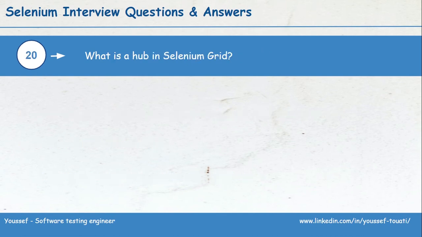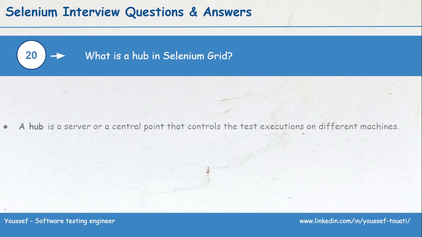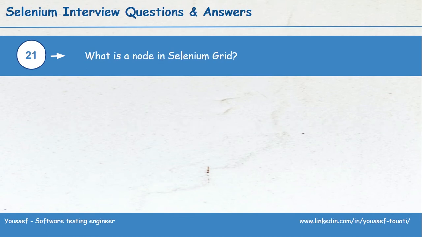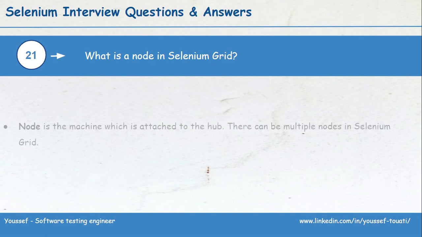Now, we will see what is a hub in Selenium Grid. In fact, a hub is a server or a central point that controls the test execution on different machines. What is a node in Selenium Grid? A node is the machine which is attached to the hub. There can be multiple nodes in Selenium Grid.